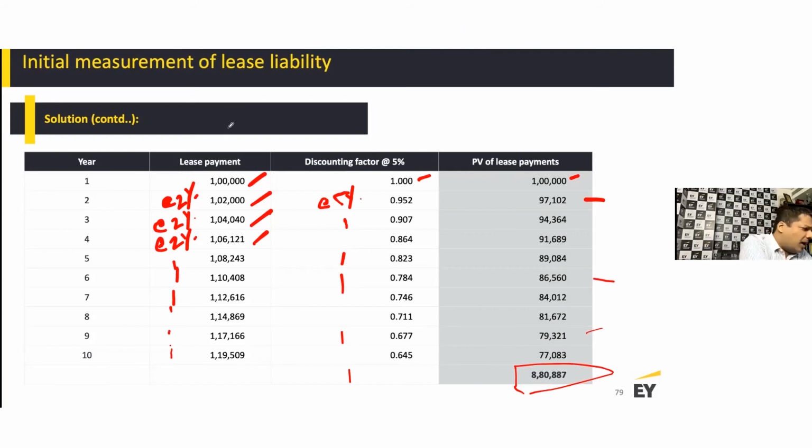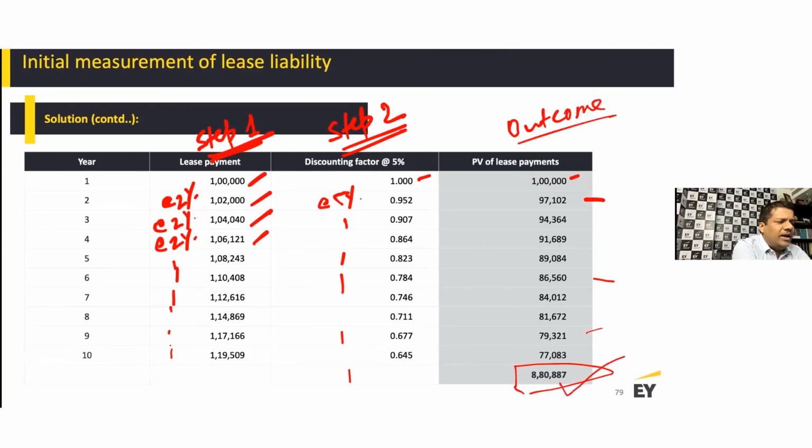This is step one. And then this is step two. The discount factor is already provided, so you don't need to apply it yourself. And this is the present value. This is the outcome, step three. And that's your total liability, the present value of future lease obligation.